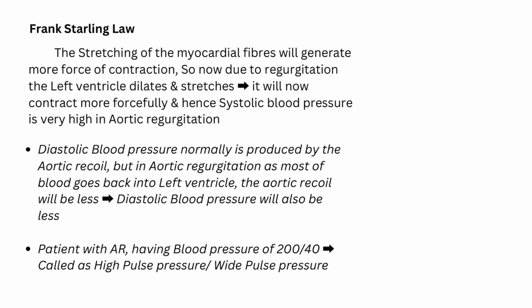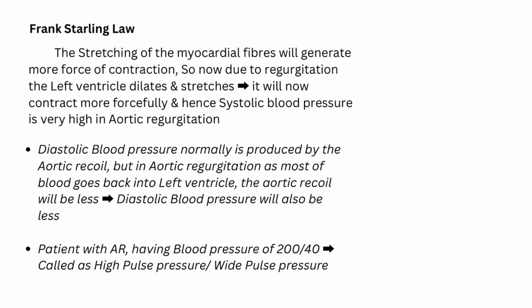And hence the systolic blood pressure is very high in aortic regurgitation. So I repeat, why is the systolic blood pressure high in aortic regurgitation? Because of regurgitation, blood is coming back into the left ventricle. So the left ventricle is stretching, and because of that, it contracts more forcefully.